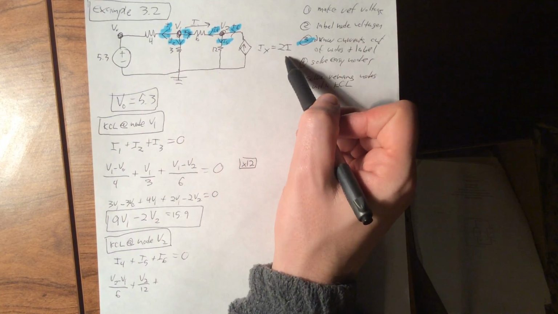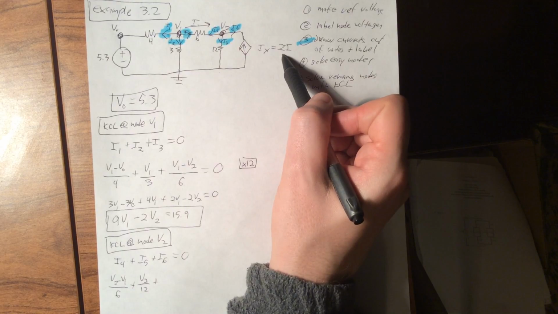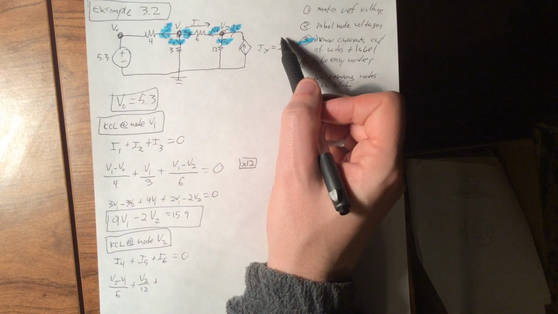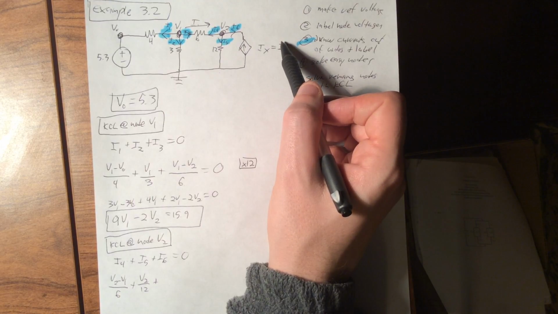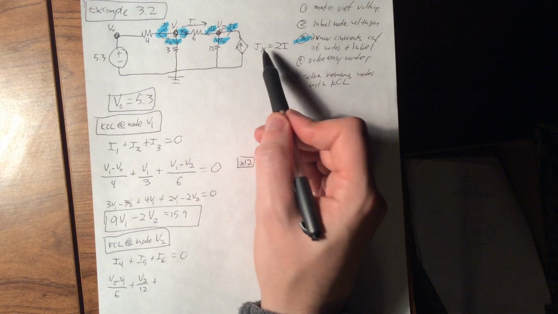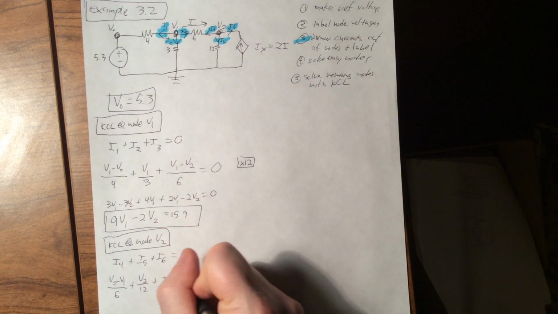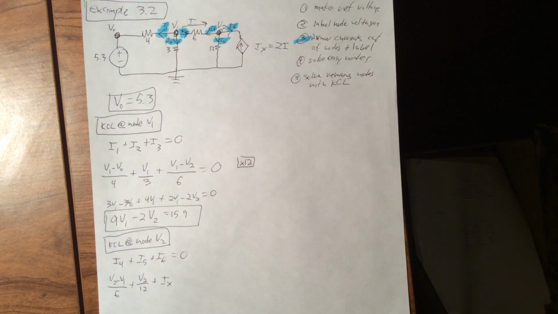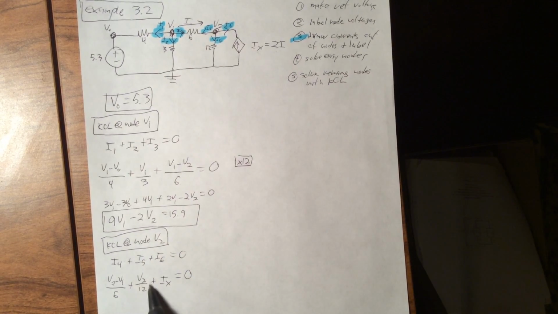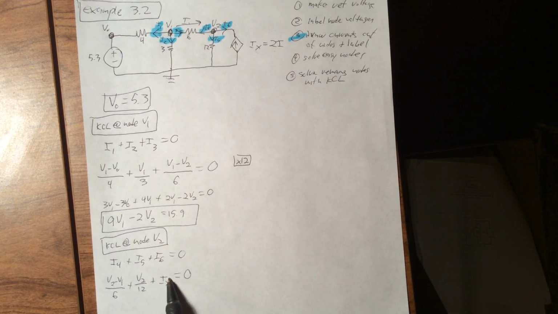I6 equals 2i. So this is a fun one. This is where we get something new. So what are we going to do for this one? How are we going to solve this one? I6 equals ix. Ix equals 2i. Let's put in ix for right now, equals 0, because that is the current. Remember, this is current, Ohm's law. So this is current 2.